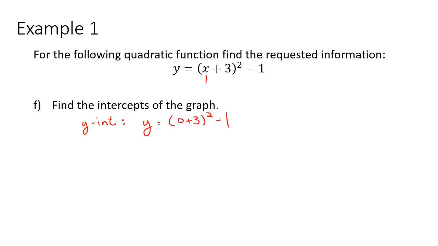So this would leave us with 0 plus 3 quantity squared minus 1. Right, order of operations, parentheses first, 0 plus 3 would be 3. Exponent second, 3 squared would be 9. 9 minus 1 would give us 8. So that's the y value of the intercept. So as an ordered pair, x of 0, y of 8.